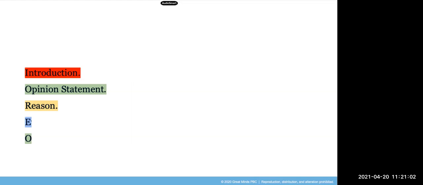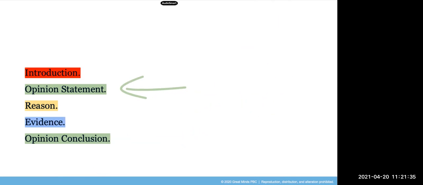The next part of the opinion paragraph is the reason. The reason tells your readers why you feel or think that way about a topic or a question. Powerful opinion writers gather evidence and include evidence in their opinion paragraphs. And at the end of the paragraph, we include an opinion conclusion. That opinion conclusion reminds your readers about your opinion statement. Usually, they're very similar.